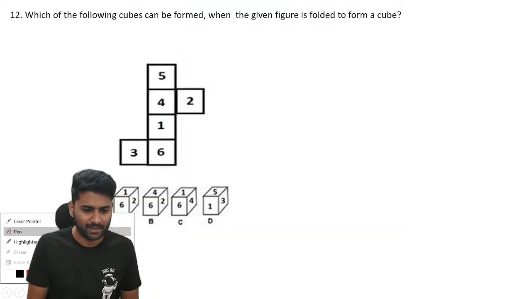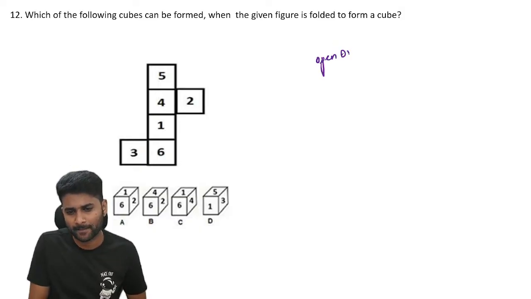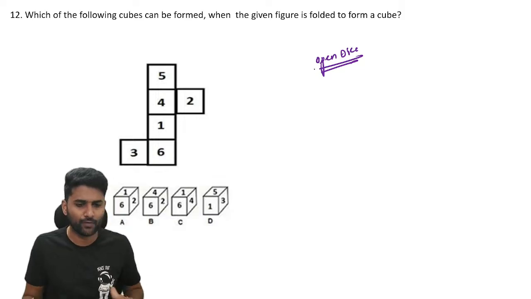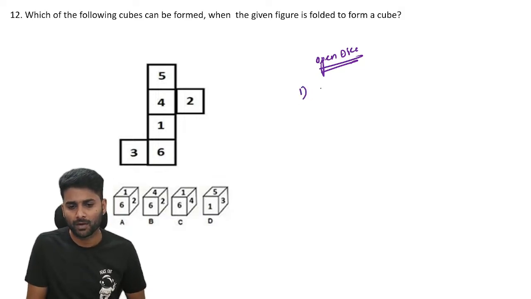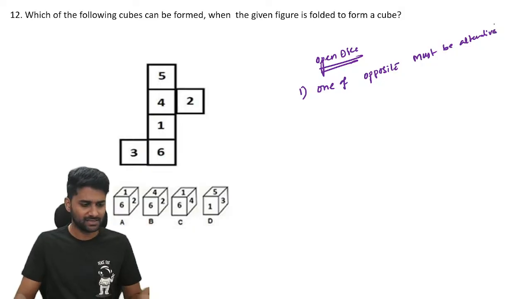Next, just go through the concept. So this is an open die. Just remember one point, guys. If you want to close any open die, one of the opposite pairs must be alternative. It must be alternative. Remember that. Let us assume that.